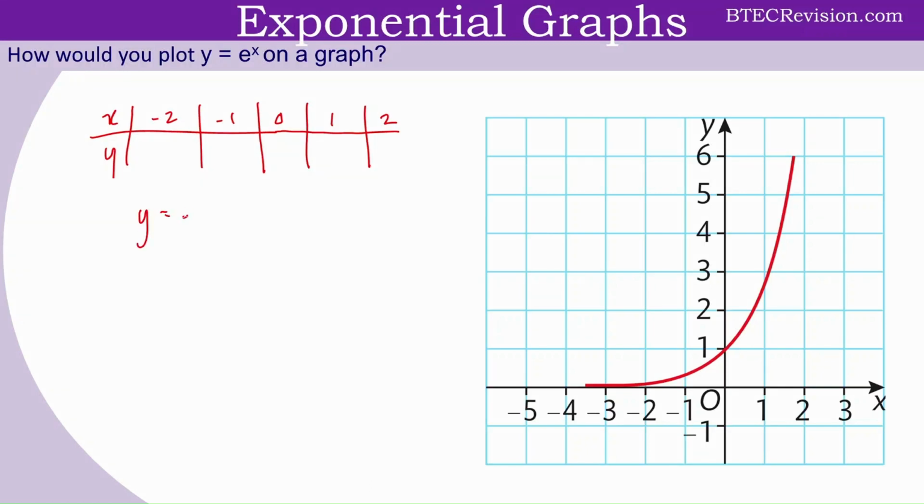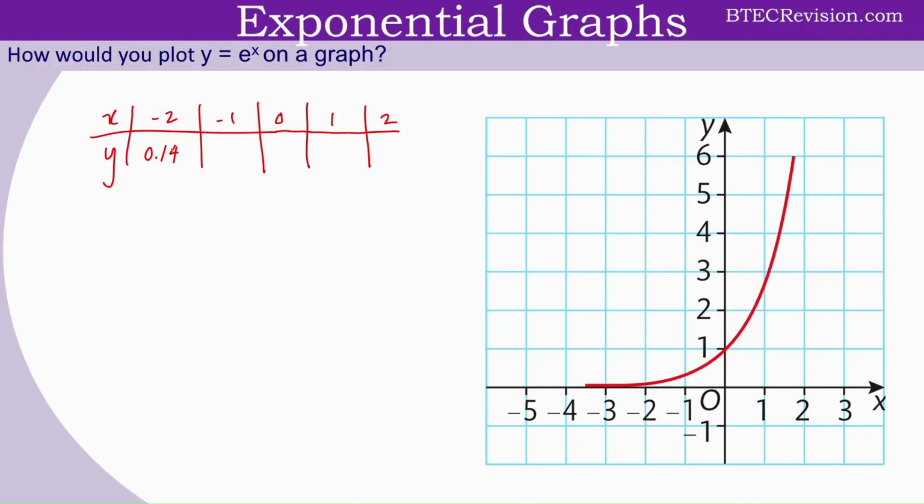Y is equal to e to the power of x. We can replace the x value inside of this equation to work out the y value. For example, for the first value of x, -2, we can replace e to the power of -2, which is equal to 0.14. Similarly, we can do this for the others. For x is equal to -2, our y value is going to be equal to 0.14.